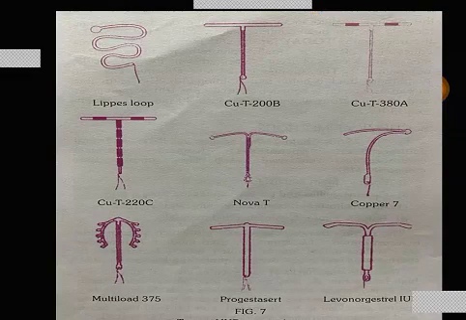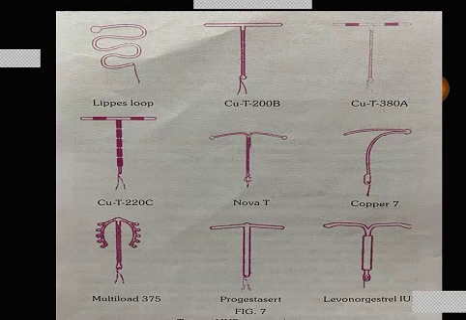You can see in this picture some of the IUDs. The first one is Lippes loop. The second one is copper T200B. These are earlier copper devices, and the newer devices are Nova T, 220C, and multi-load. All these pictures show different kinds of copper T devices and intrauterine devices.